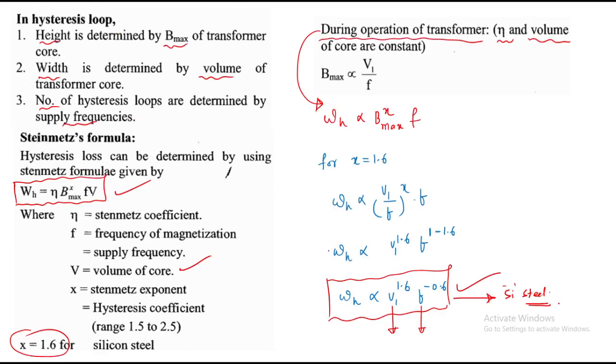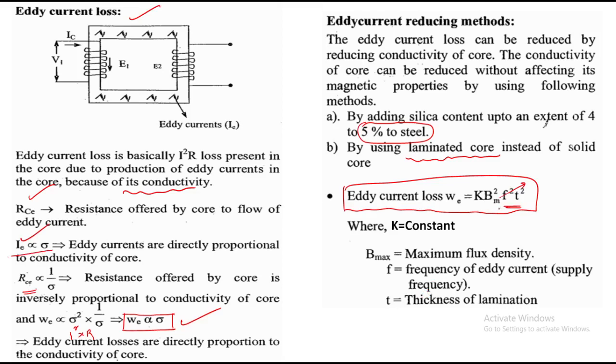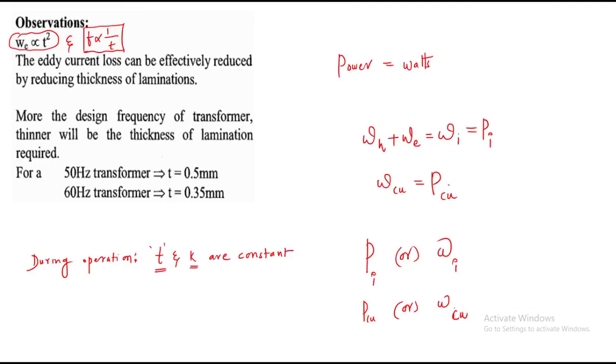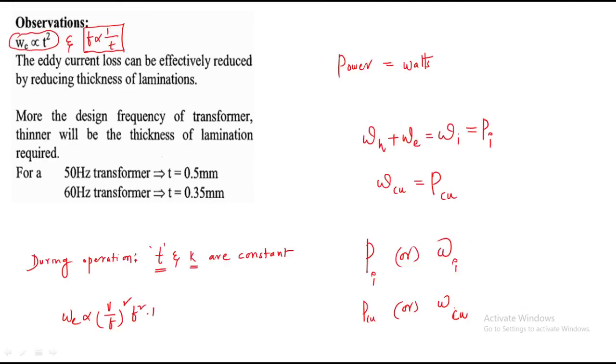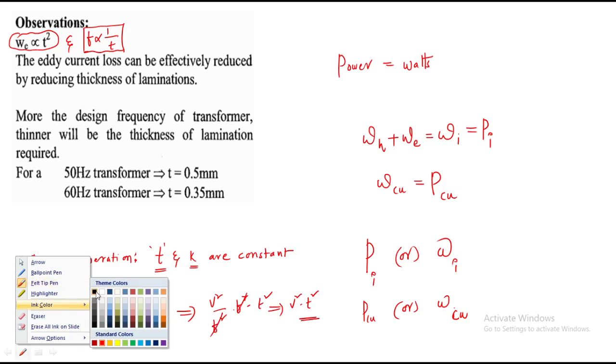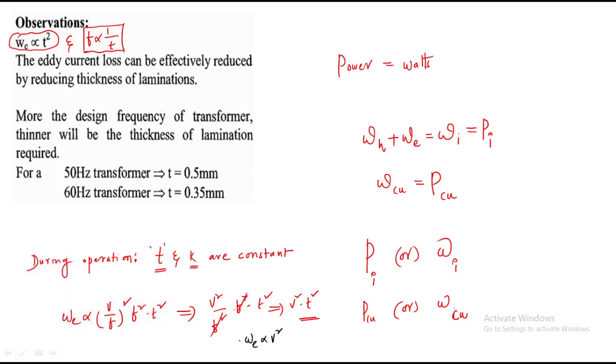And these are the iron losses. Wh is directly proportional to V1 power 1.6 and F power minus 0.6. Coming to eddy current losses, these are proportional to what? Bm squared, where Bm is proportional to V by F, whole square, and F square into T square, which is V square by F square into F square into T square. F gets cancelled, therefore V square into T square. So from this, eddy current losses are directly proportional to V square only, the supply voltage.